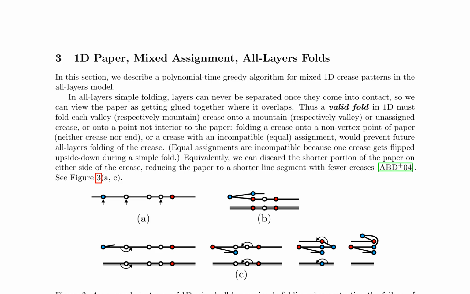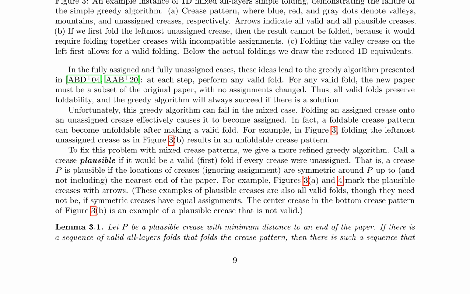Folding a crease onto a non-vertex point of paper or a crease with an incompatible assignment would prevent future A-layers folding of the crease. The simple greedy algorithm, which involves performing any valid fold at each step, can fail in the mixed case where creases have both assigned and unassigned values. This is because folding an assigned crease onto an unassigned crease effectively causes it to become assigned, and a foldable crease pattern can become unfoldable after making a valid fold.